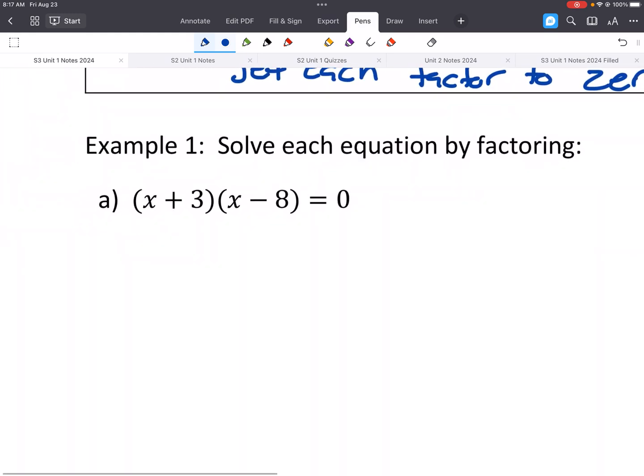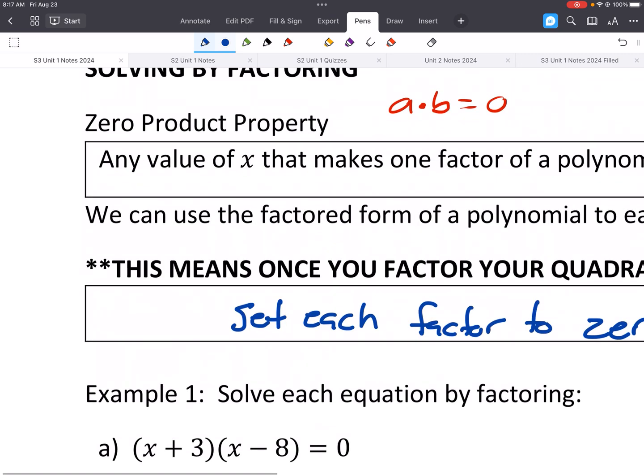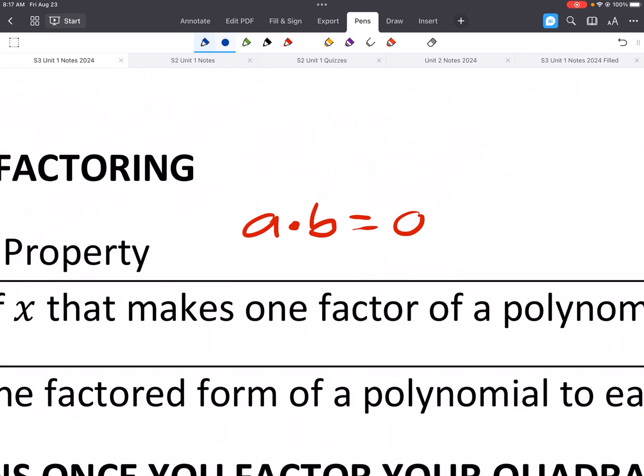So here, this problem is already factored. So if you remember, we talked about something called the zero product property. The zero product property basically tells us that if we have something equal to 0, that's the 0 part of the zero product property, and we have 2 things that are being multiplied, then we know that either A has to be 0 or B has to be 0, or both could be 0, right? So again, that's what this comes from, the zero product property.